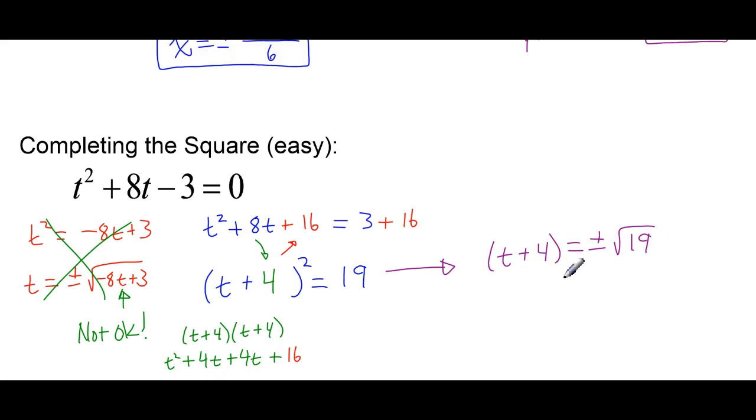And of course, t plus 4, that's not fully solved. You got to subtract 4. So you end up with t equals negative 4 plus or minus square root of 19. And there's no way we could have gotten that answer by trying to factor it. This polynomial doesn't factor at all, not even close. But still, we're able to get an answer here, and if you grab a calculator, you can even get a decimal form for it.